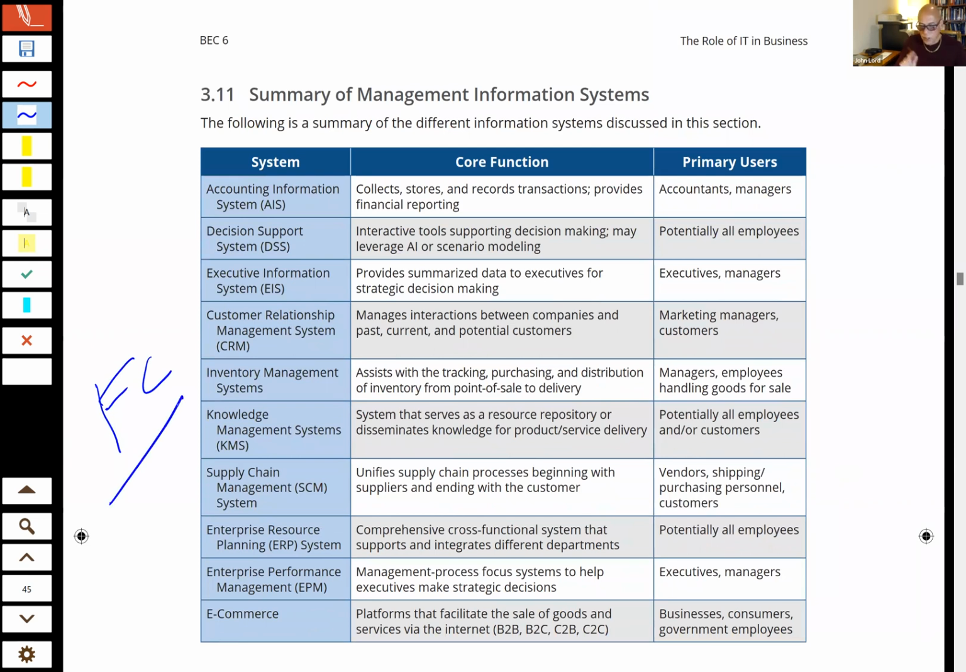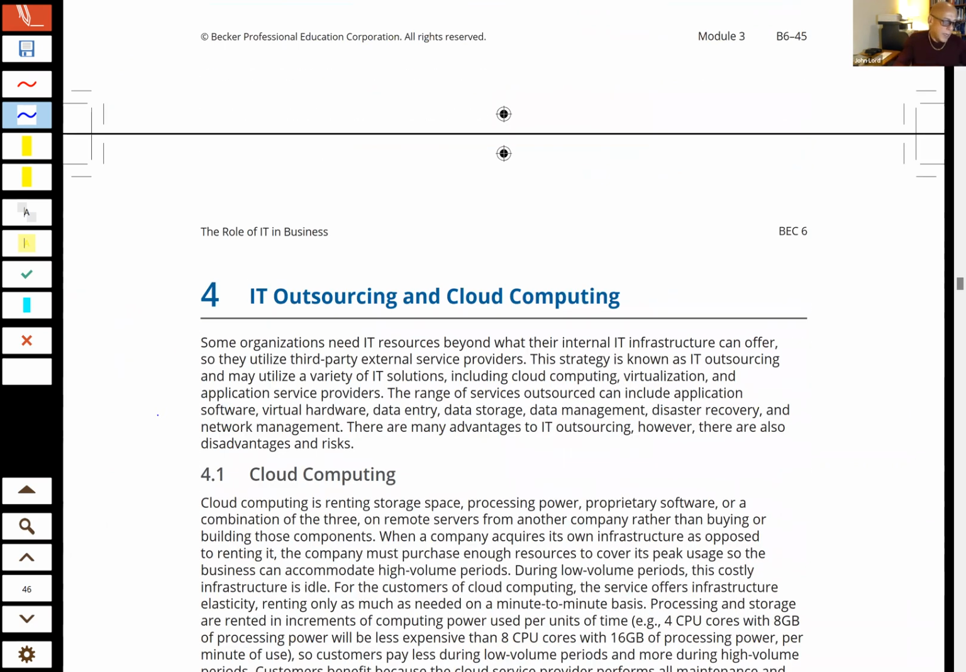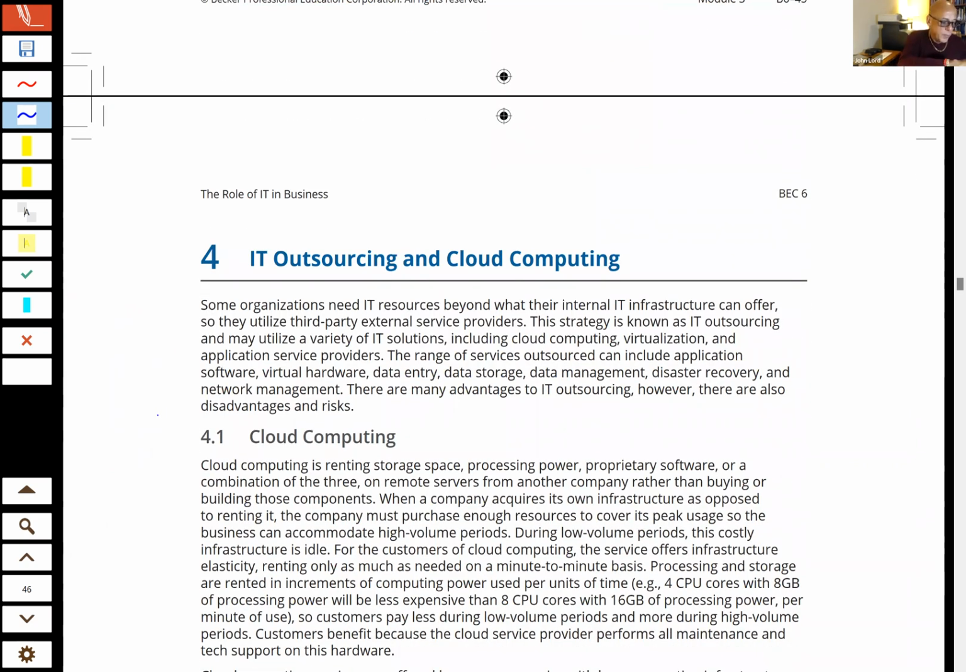In your Becker flashcard, you can copy this page and shrink this down to flashcard size, and it kind of gives you a quick summary of the different management information systems. Okay, let's take a look at IT outsourcing. And again, we're going to really be in a cost benefit type discussion. Okay, what are some of the benefits? What are some of the risks associated with IT outsourcing?